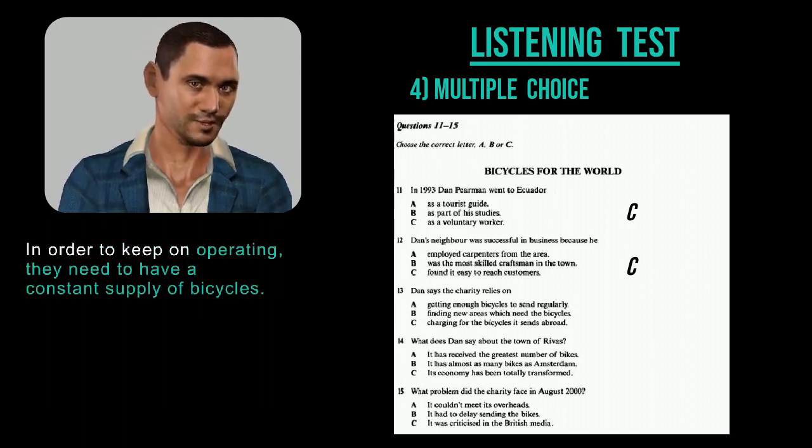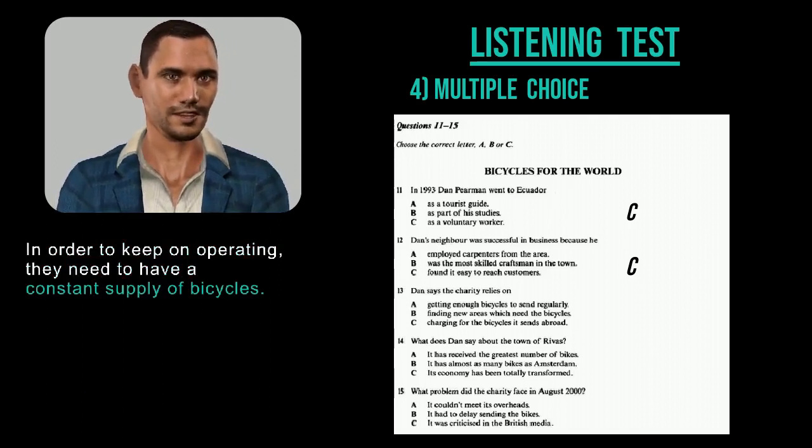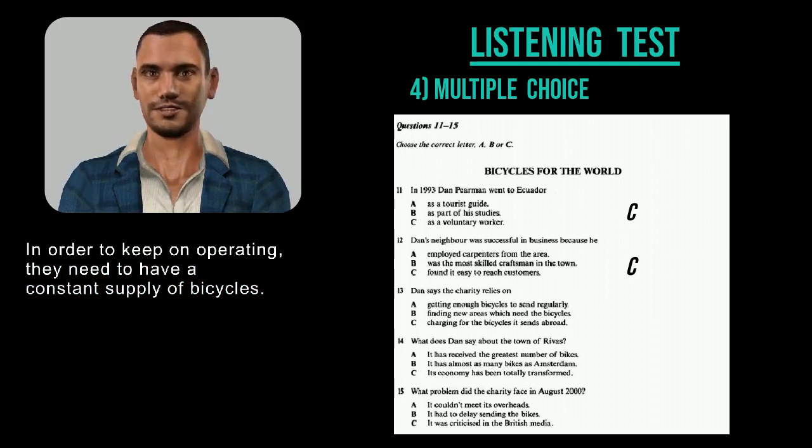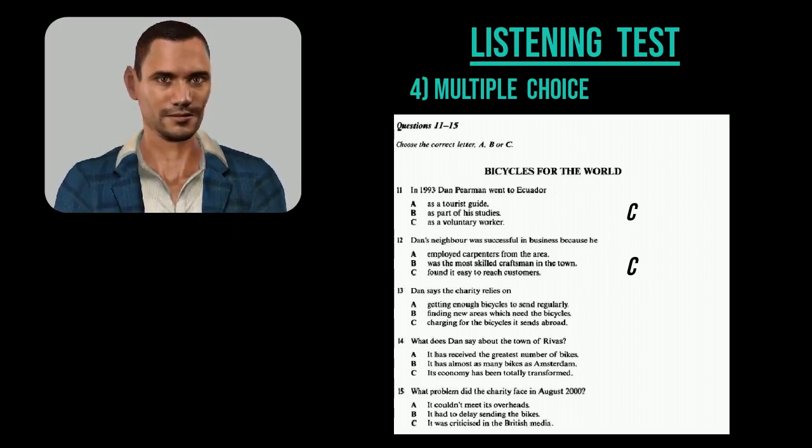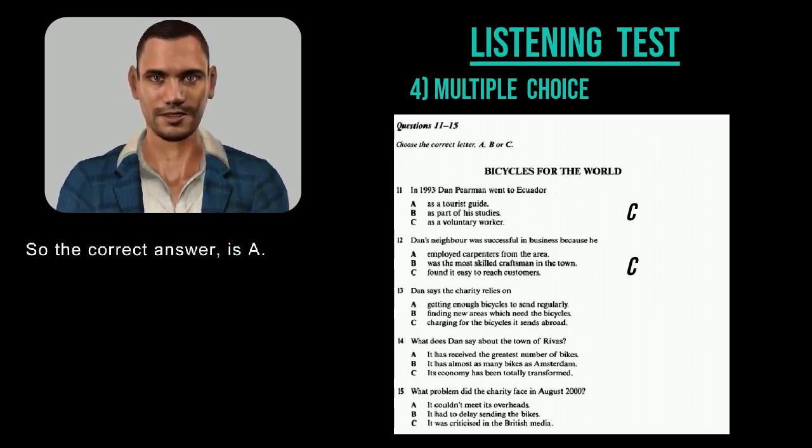In order to keep on operating, they need to have a constant supply of bicycles. So the correct answer is A.